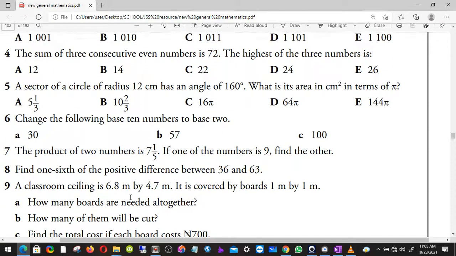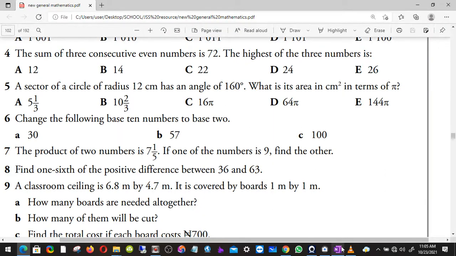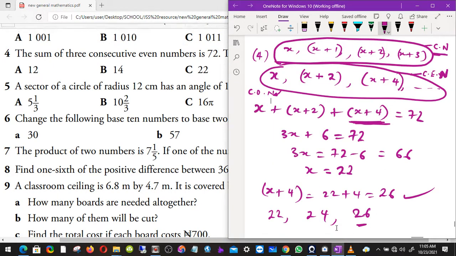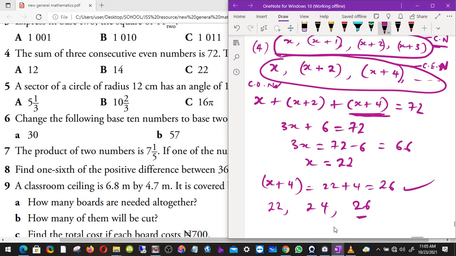Number 5, everybody. 160 degrees. What is this area in centimeters square in terms of pi? So I have the sector of a circle, theta over... We have the sector of a circle.